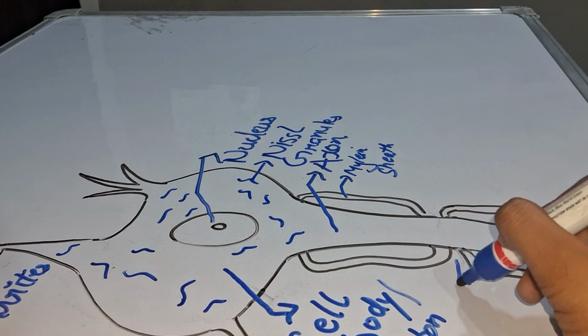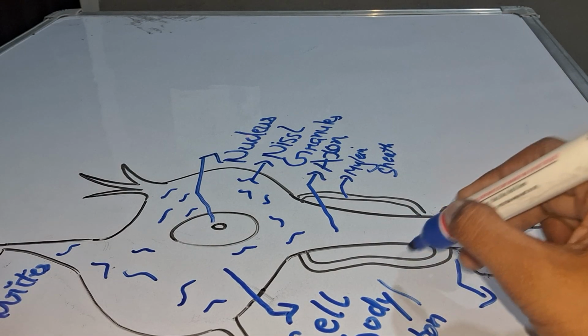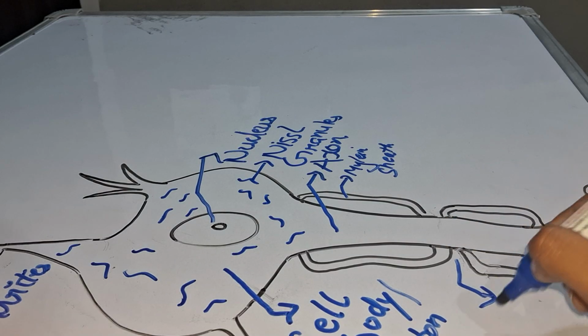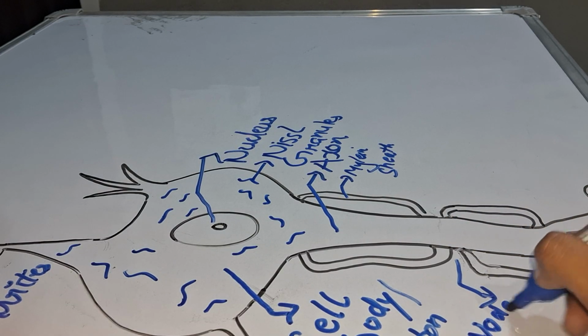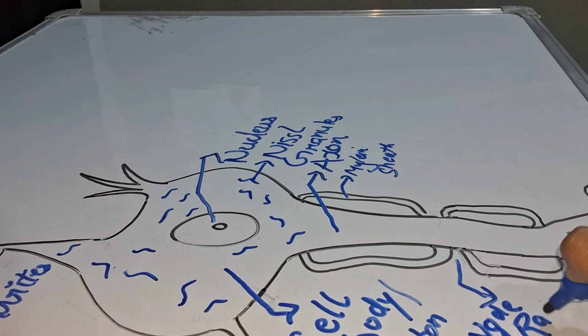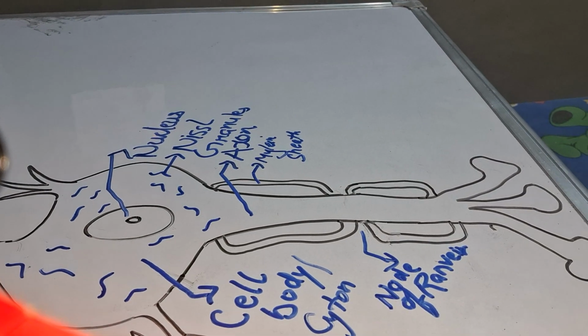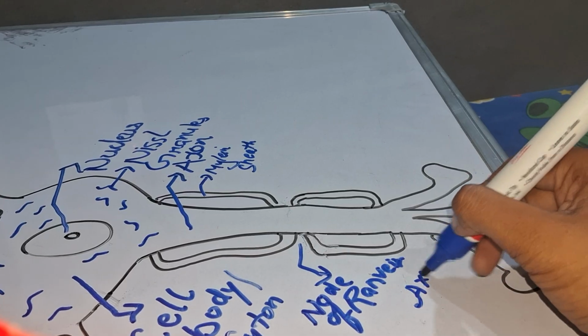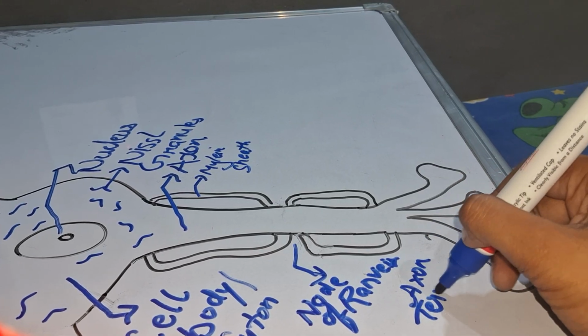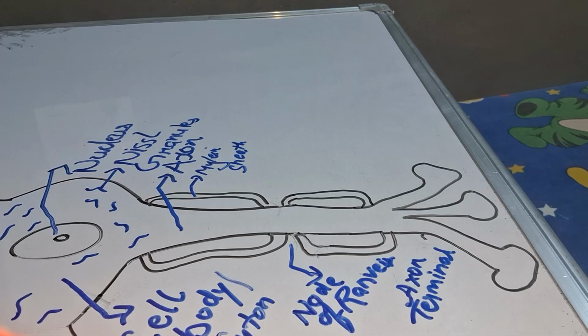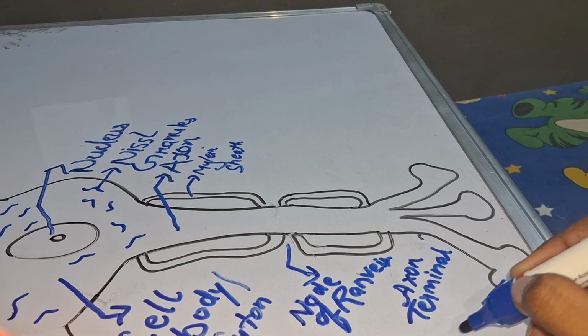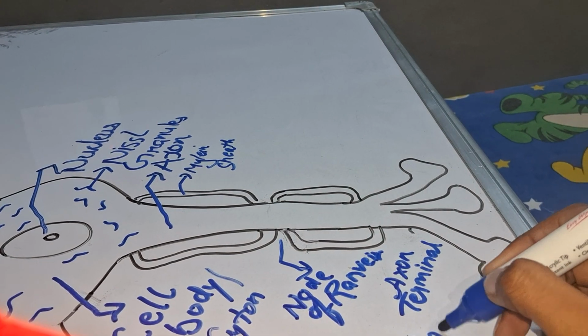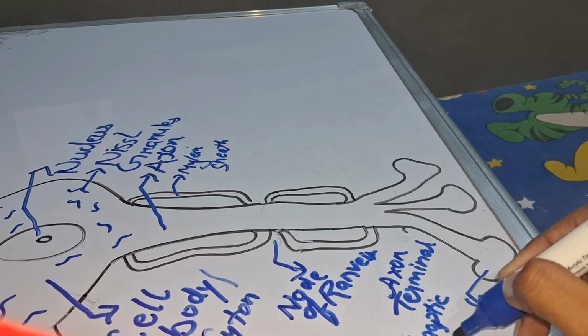And this space between the two myelin sheaths is the node of Ranvier. And at the end points, these are the axon endings, axon endings or axon terminals, you can say. And these knobs are known as synaptic knobs.